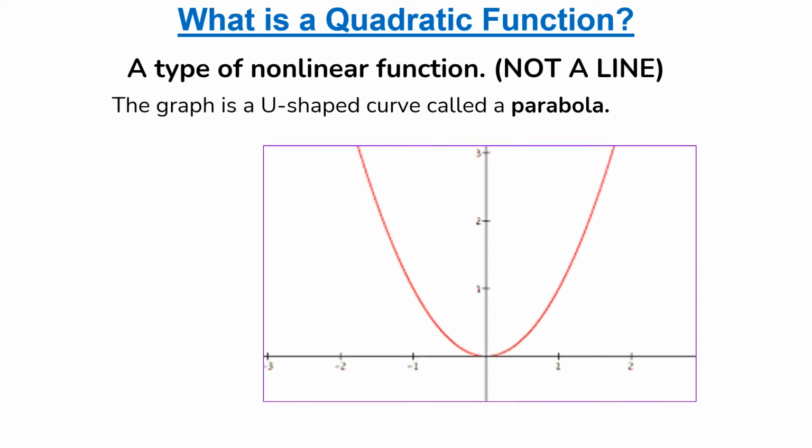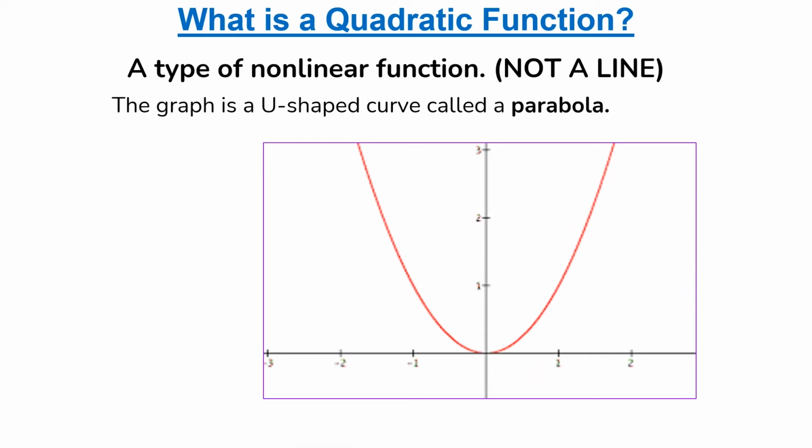And here we have an example of a graph of a quadratic function. And this is the equation that goes along with this graph, y equals x squared. And this is actually called the parent function of quadratic functions. As we see here, it starts at the origin of 0, 0.